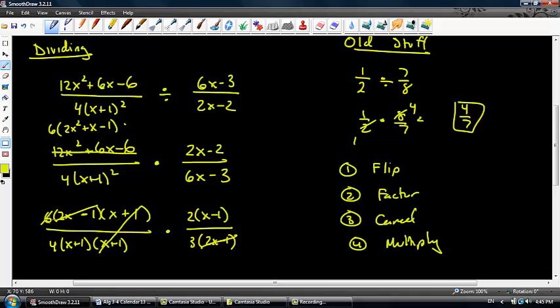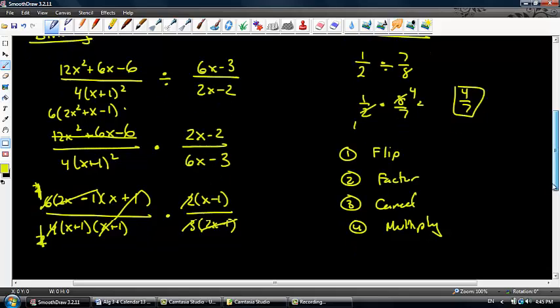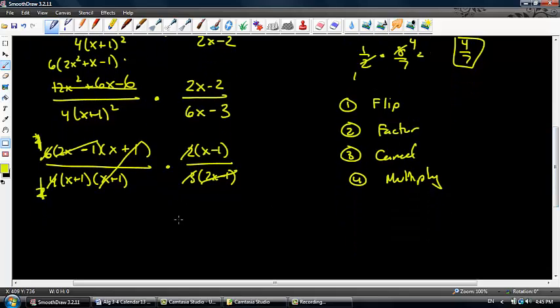Let's see here. The 6 and the 3 can go away. I'm left with 2 up top. And then the 2 and the 4 cancel each other out, leaving me with 2 on bottom. And then vertically, the 2's can cancel each other out. So what that leaves me when everything is all cleaned up is x minus 1, because that was not crossed off, over x plus 1.